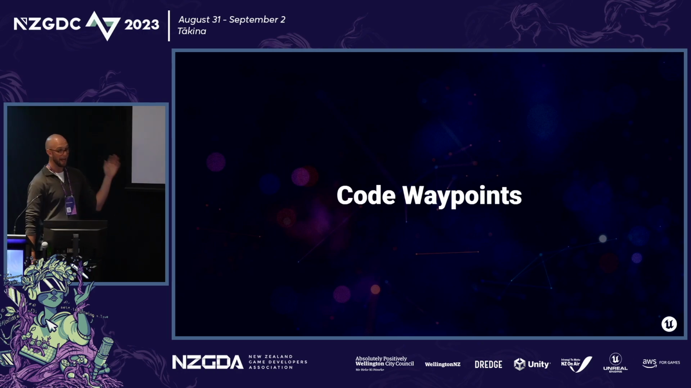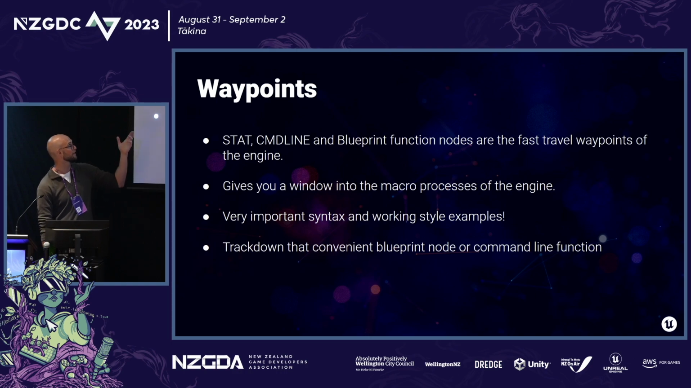So code waypoints, how to get around the engine sometimes just to find some pretty key things. Like I said before, stats and command lines are super useful. So if you've seen a stat group, you can go find what that code is scoping, which is super important because stat groups tend to be around stuff that actually does things. So that's an immediate way to figure out what's going on. Command line stuff is cool too.